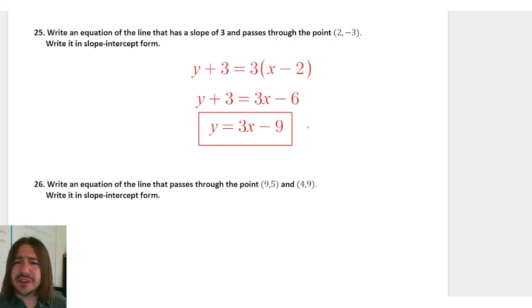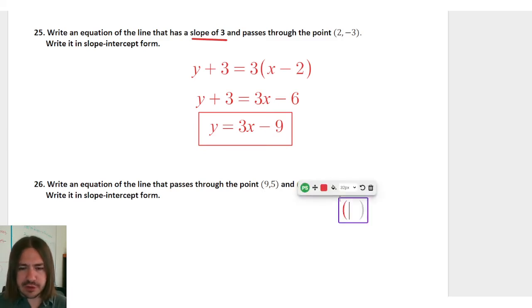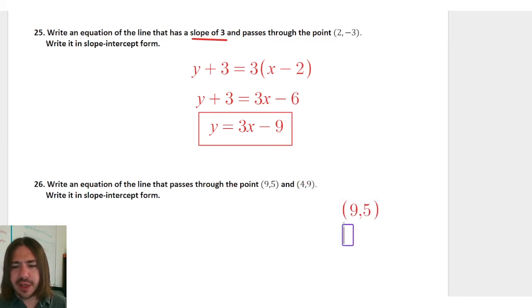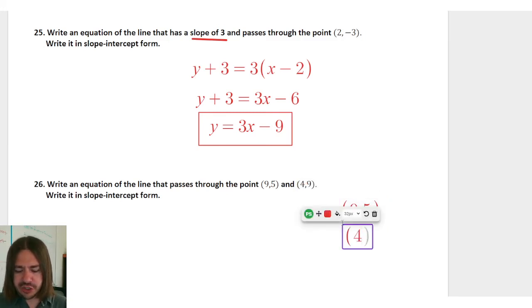Number 26 is very similar, except it doesn't just give you the slope. Number 25 just told you what the slope was. Let's fix that. Yeah, so 25 told us what the slope was. 26 does not tell us what the slope was. It still gives us a point, but we have to actually figure out the slope. So the way I like to figure out the slope is writing these coordinates stacked on top of each other, and then analyzing the change in y over the change in x.